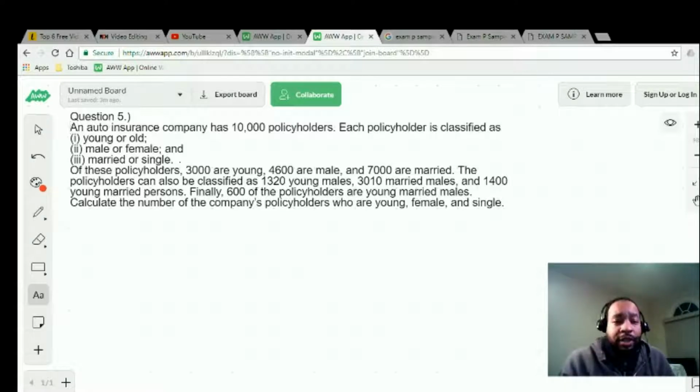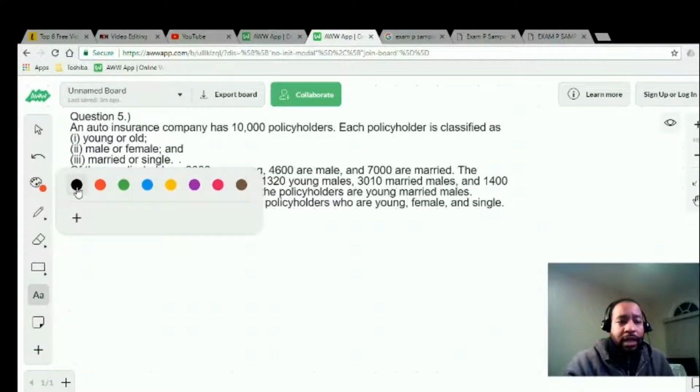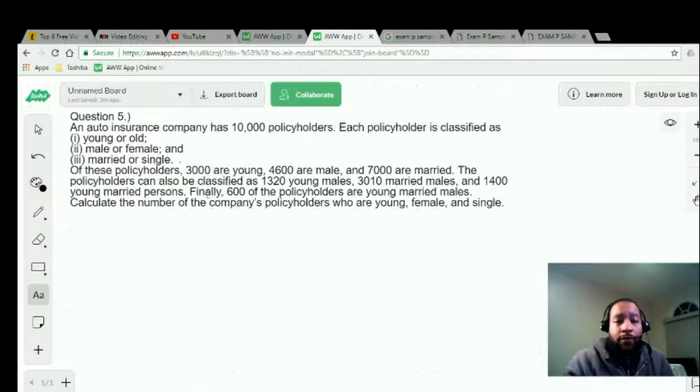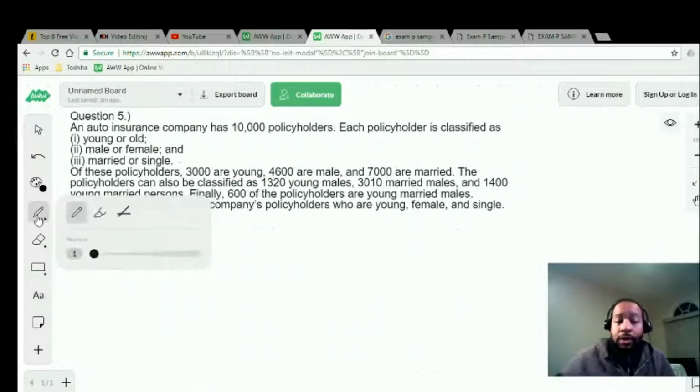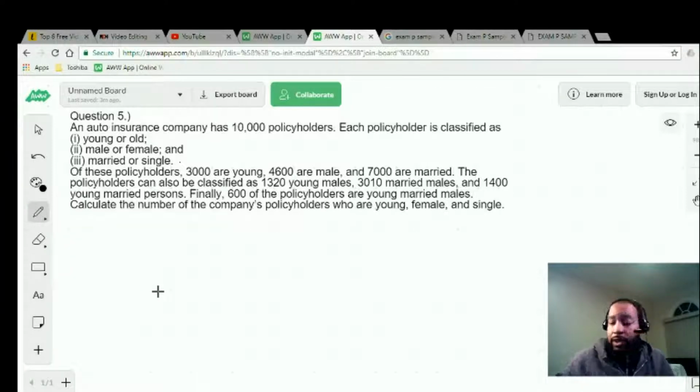Okay, let's cut to the chase here. Anytime you see this kind of question, what you're going to want to do is do a Venn diagram. And this is how we're going to set that up. Go for what the most restrictive category is. In this case it's going to be the 600. It says 600 policyholders are young, married males. So that's a big clue as to what we're going to want to set up here. So watch how I do this.